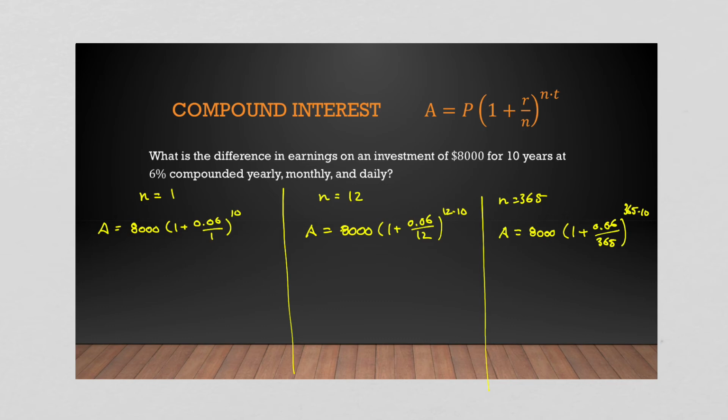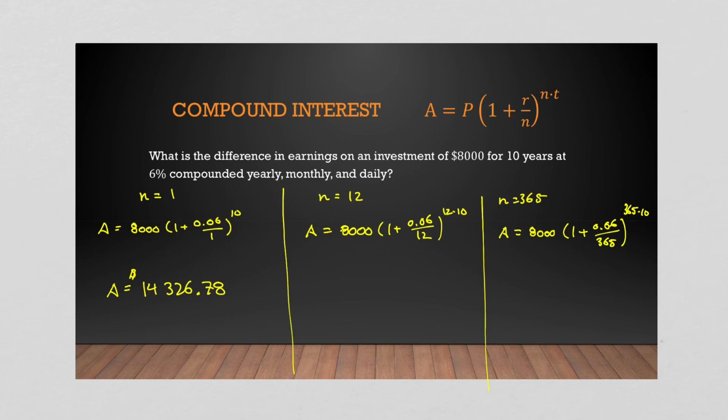So crunch these through your calculator. 0.06 plus 1 to the power of 10, all times 8,000. And you get, in this case, 14,326.78. So that's pretty nice. Your money almost doubles in 10 years.